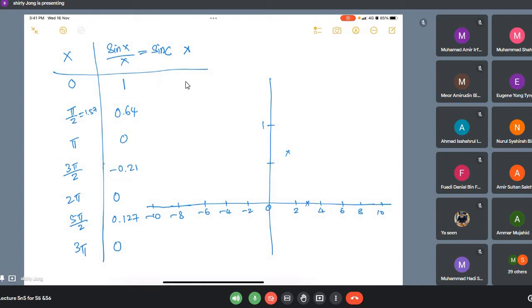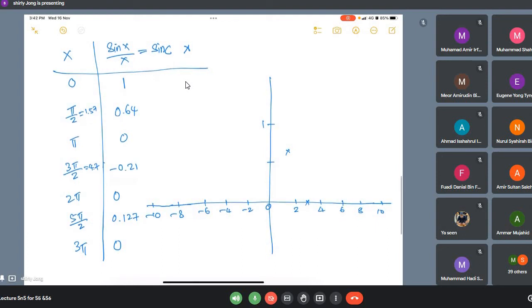And then 3 pi over 2, you get 4.7. At 4.7, you get negative 0.21, approximately here. And then 2 pi, approximately 6.3, you get 0. And then 5 pi over 2, you almost get 7.8. At 7.8, you get 0.127, which is around here. And then 3 pi, you get 9.4, which is 0.